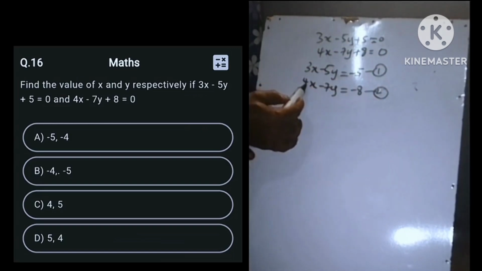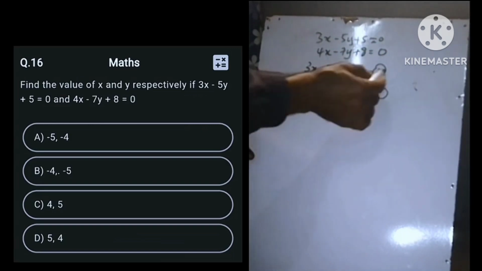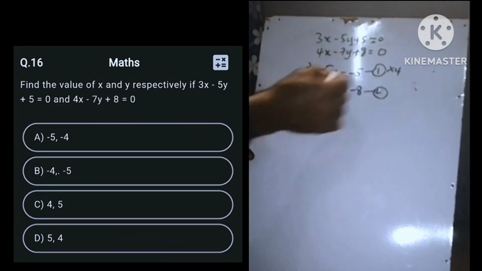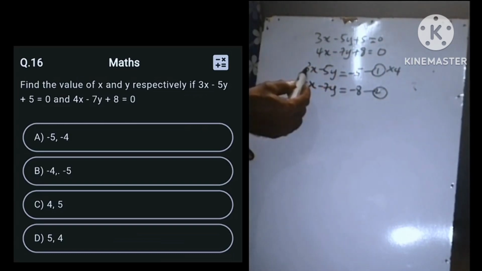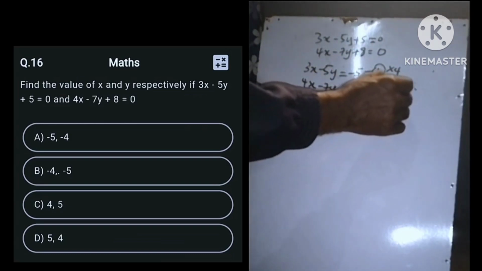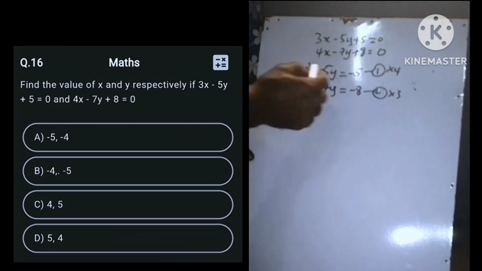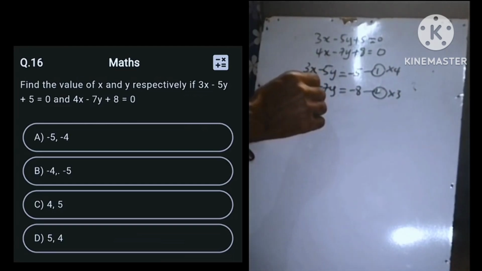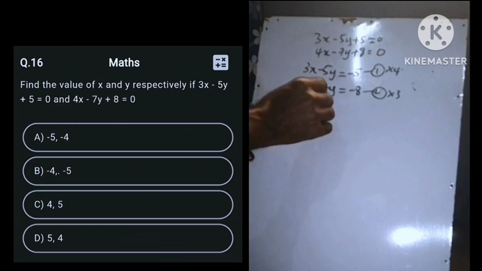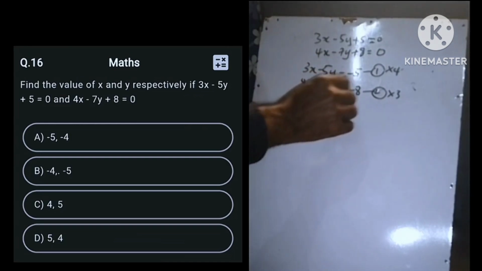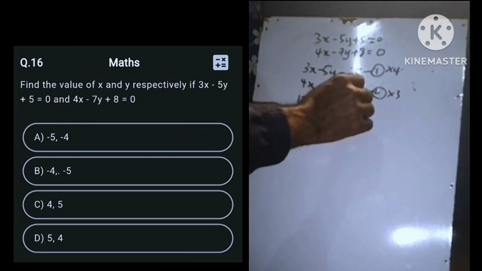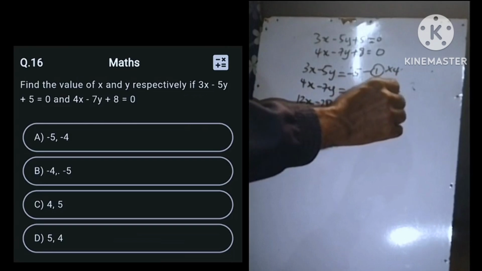Now we're going to take the coefficient of x in equation 2 to multiply equation 1. Here now becomes times 4. And take the coefficient of x in equation 1 to multiply equation 2. Here will become times 3. So at this point, this times this will give us 12x. This times this will give us minus 20y. This times this will give us minus 20. This is equation 3.